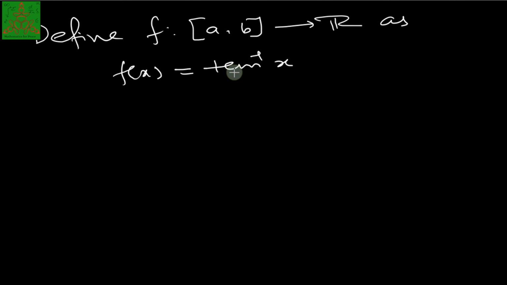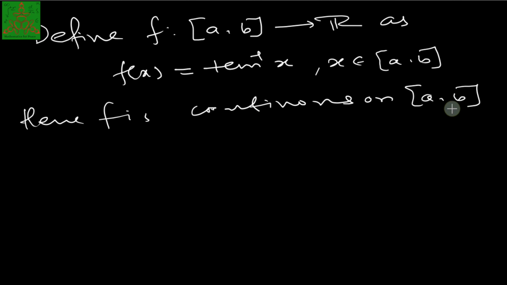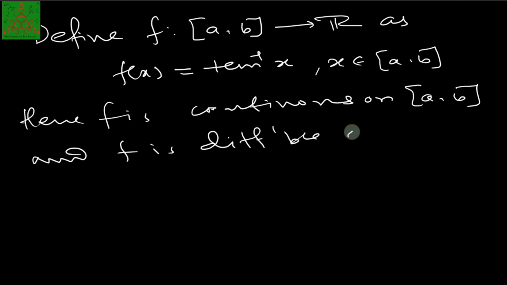That is our objective. Now, so that's the value, that is for every x in between a to b, we have defined this. Now here f is continuous on the closed interval [a, b], and f is differentiable on the open interval (a, b).